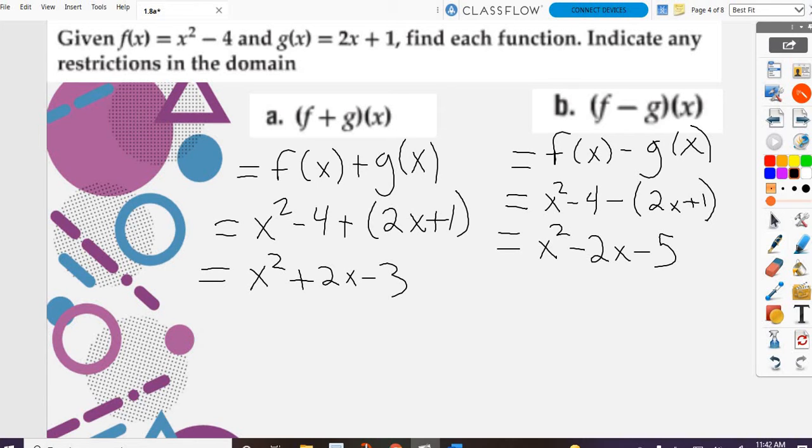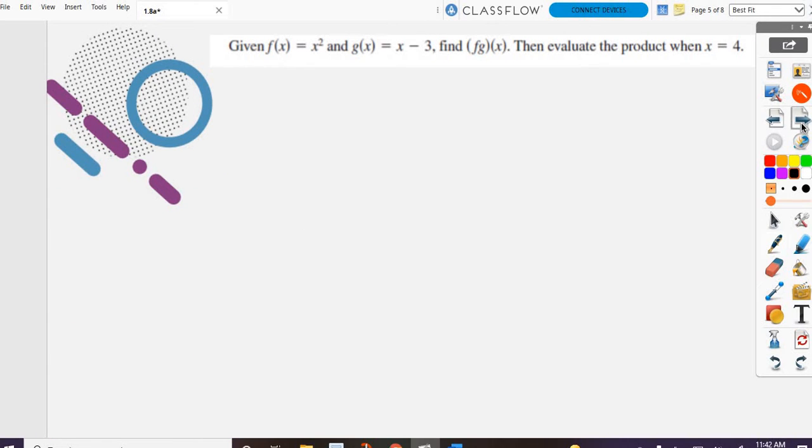You feel okay about adding and subtracting? Okay. So next up, we have our multiplying and dividing. On our first one, we're just multiplying. It gives us f of x equals x squared, g of x equals x minus 3. It wants us to find f times g and then evaluate at 4.